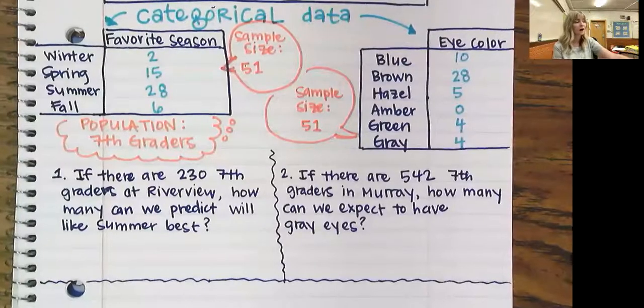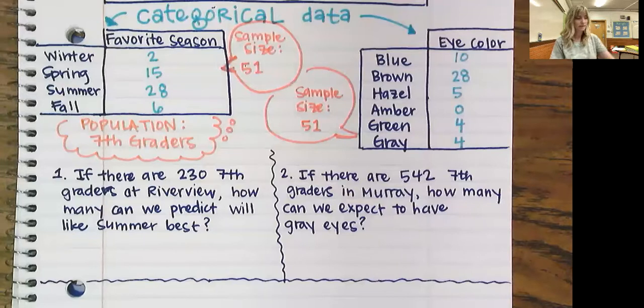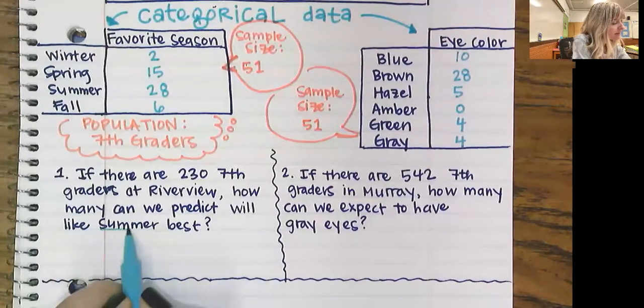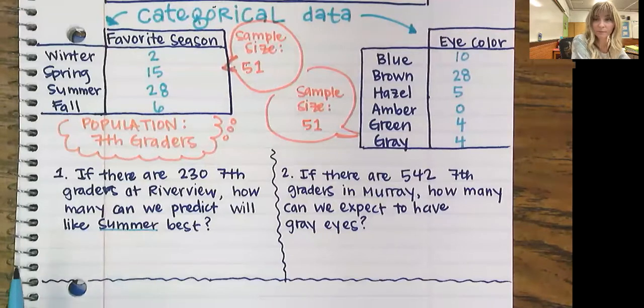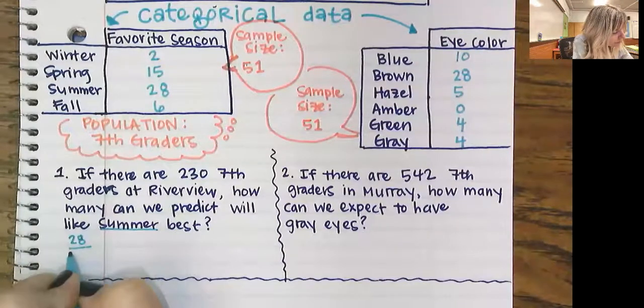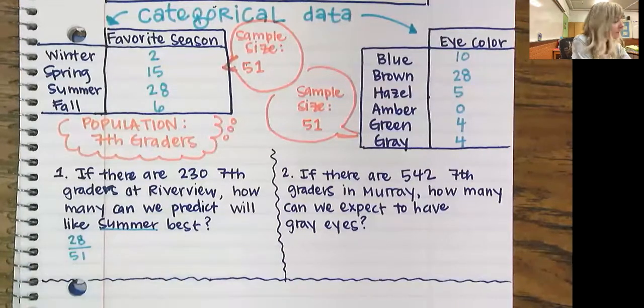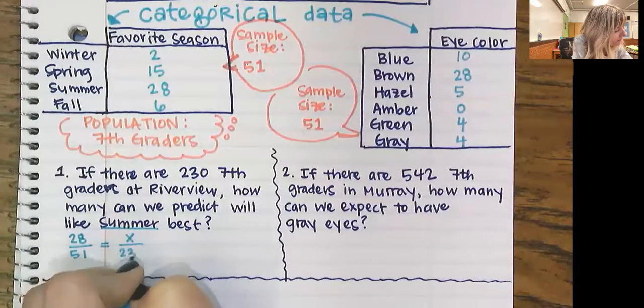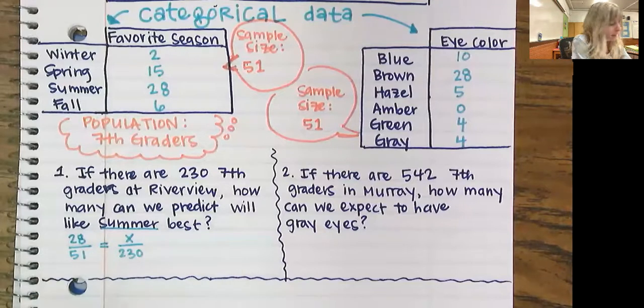We are now going to use our sample data, our sample of 51 7th graders, to make predictions about larger populations, okay? So this is where we're going to use proportional reasoning. In our sample, how many said that they like summer the best? Well, look up in the table. The data's right there. In our sample, 28 out of 51 said that they like summer best. So we're going to say, here's what happened in our sample. What is going to happen in the population?